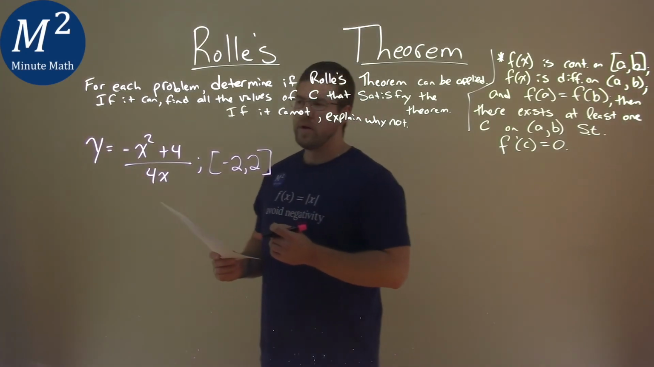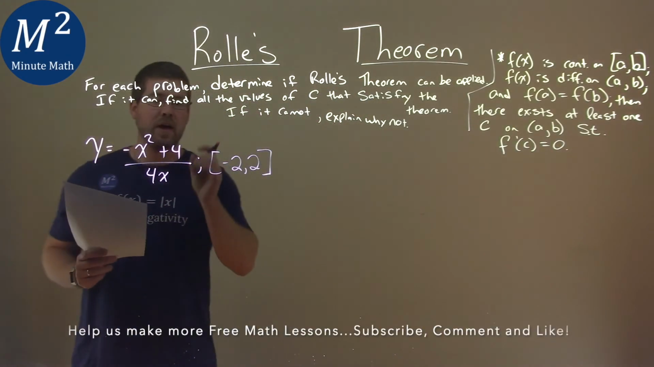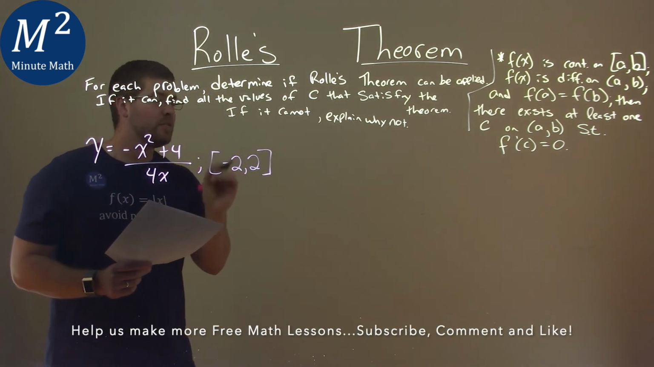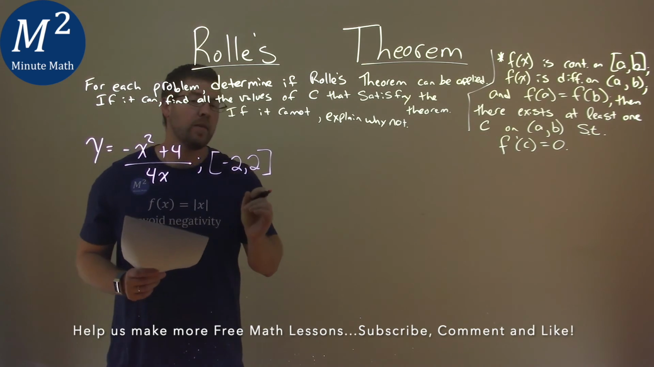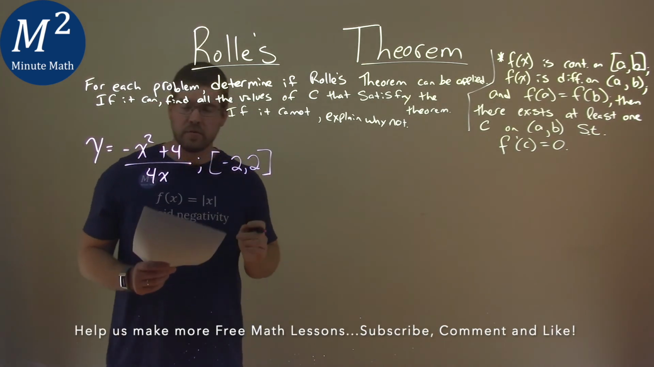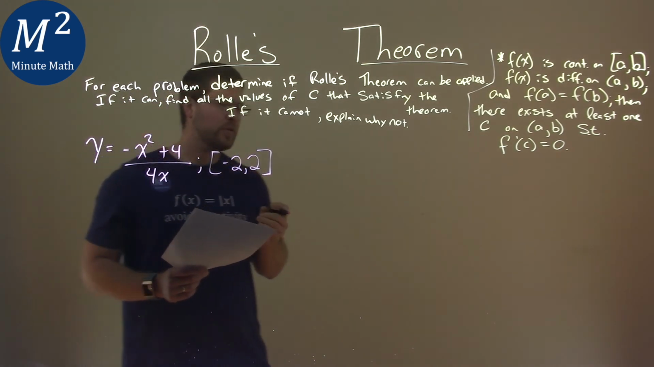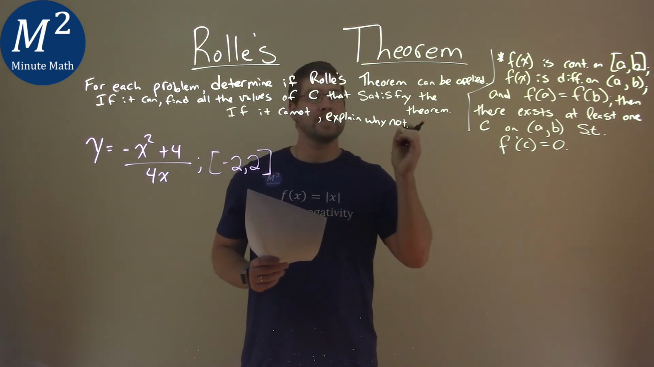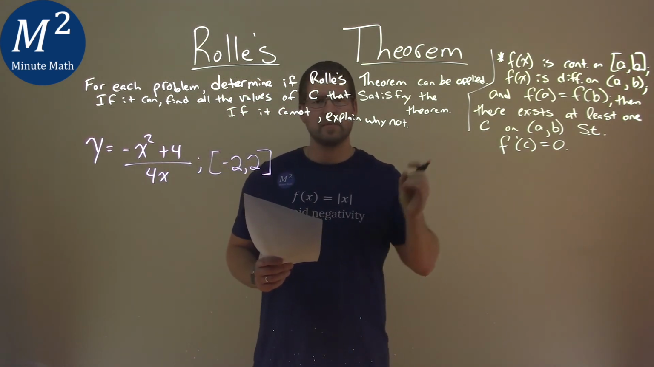We're given this problem right here. y equals negative x squared plus 4 divided by 4x, and we define the values of c that satisfy Rolle's theorem on the interval from -2 to +2. Now, to use Rolle's theorem, we have some conditions. Our first one is, is our function continuous from a to b?